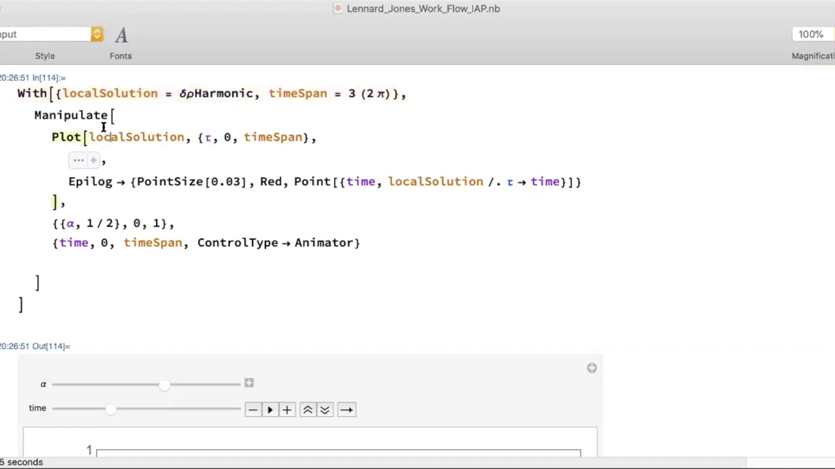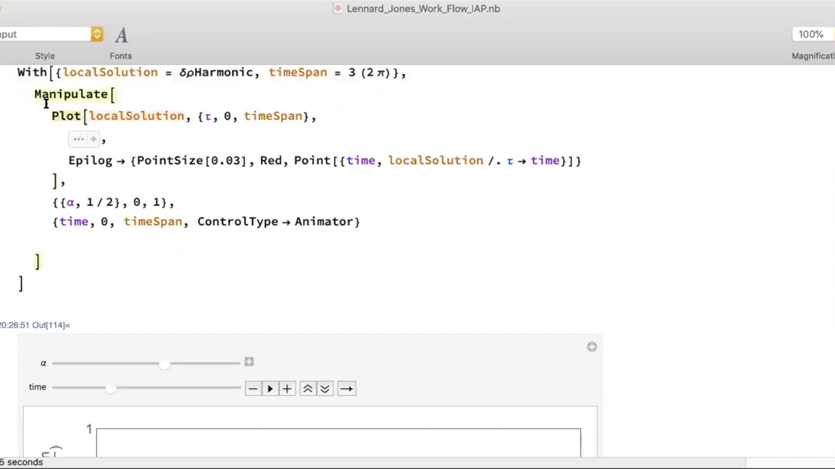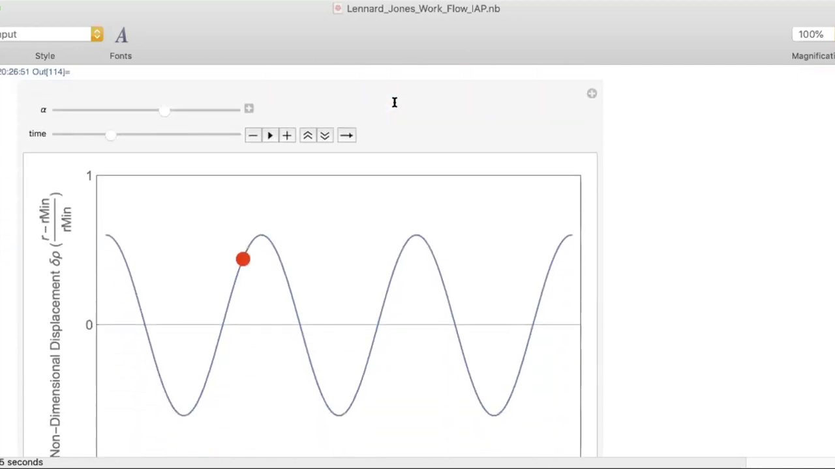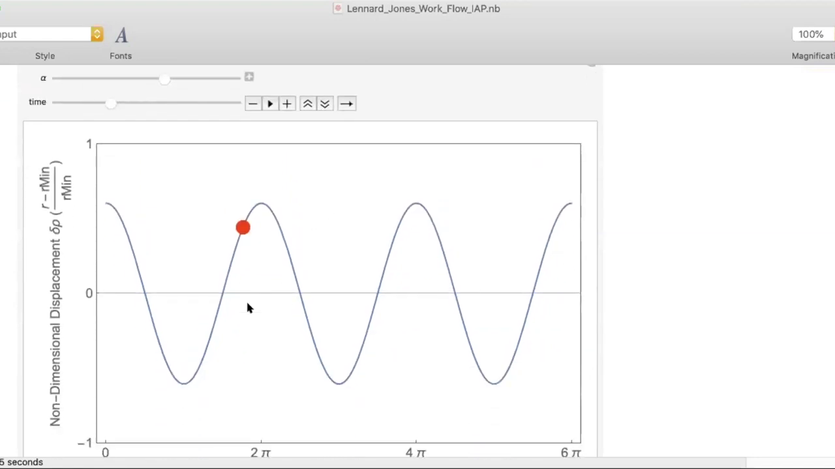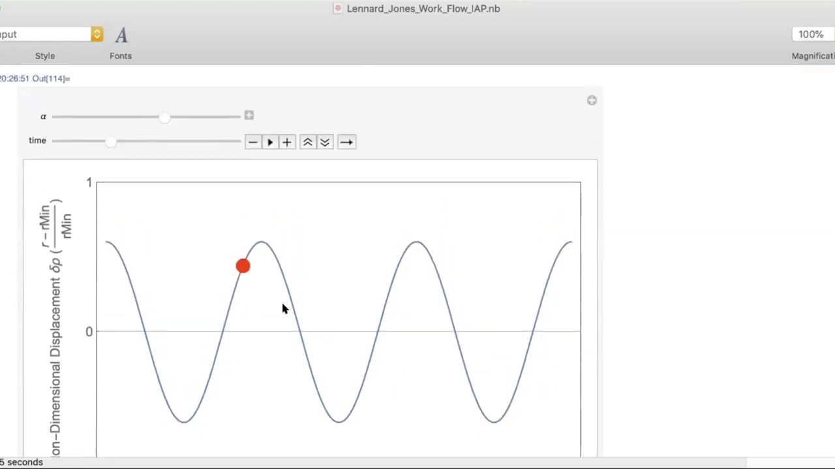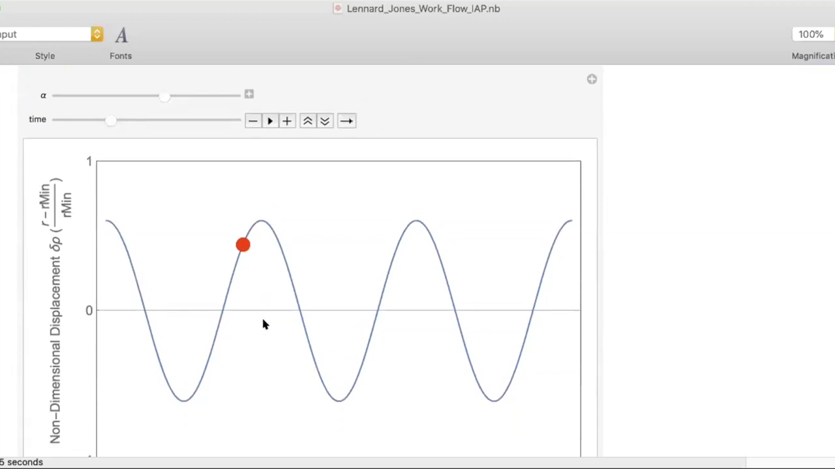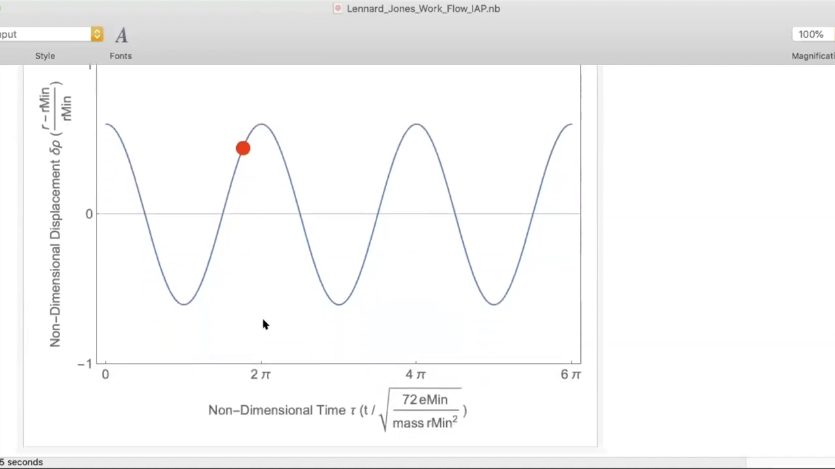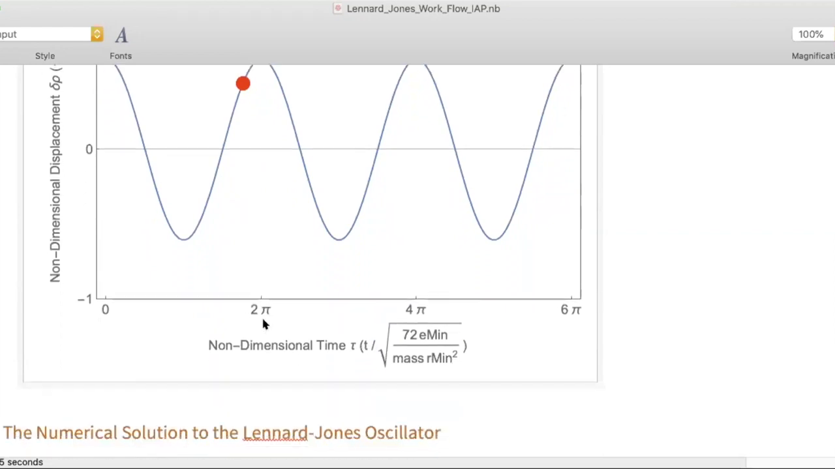Okay, so I'm plotting the local solution for a time span that I've defined. And then to this plot argument, I've added something which is a graphics object. What I'm saying is that at a particular point in time, take my local solution and let tau go to time. Okay, and so what I have here is a point, which is in displacement versus time, and it's moving along the curve sitting here. This is pretty much what I did when I showed you the example at the beginning of the lecture, where I did the nonlinear oscillation for the system.